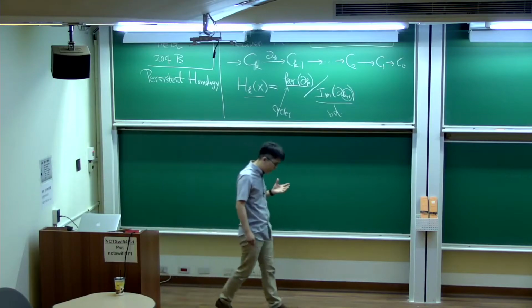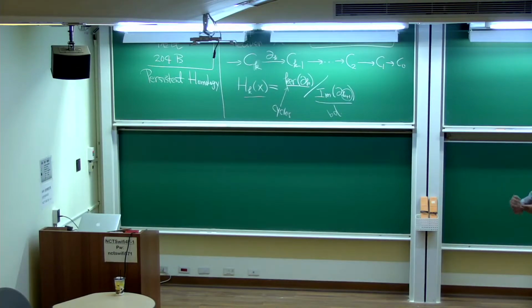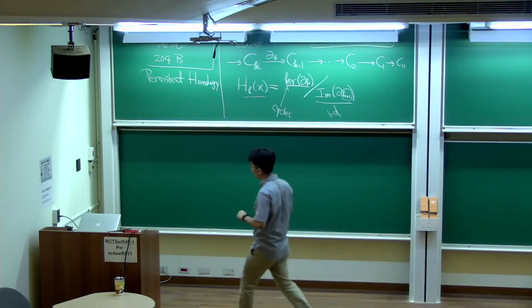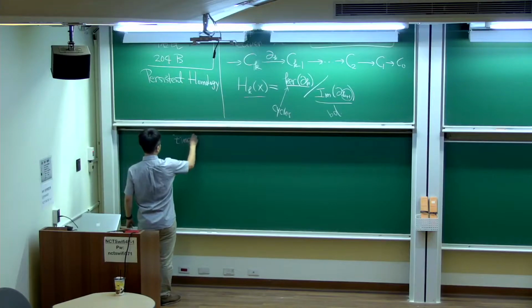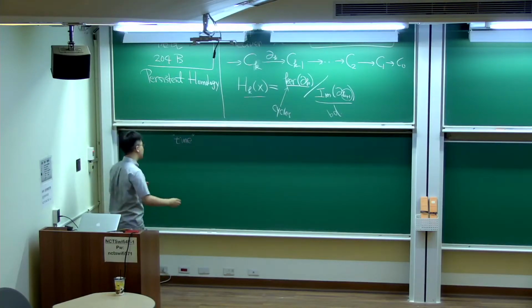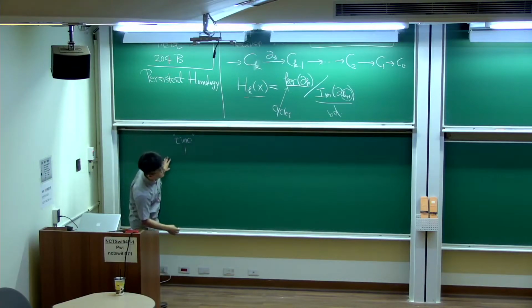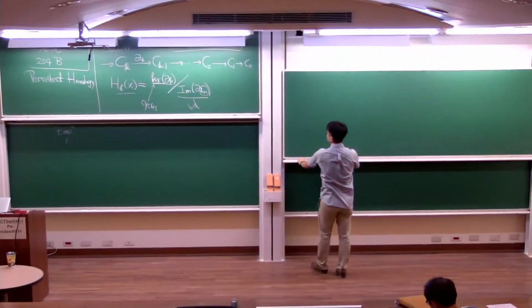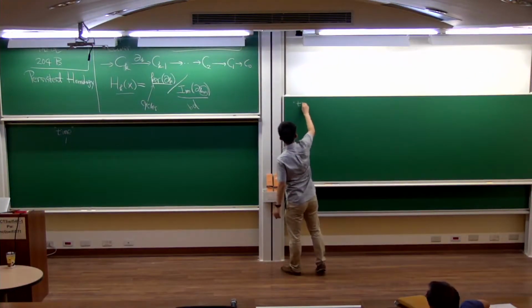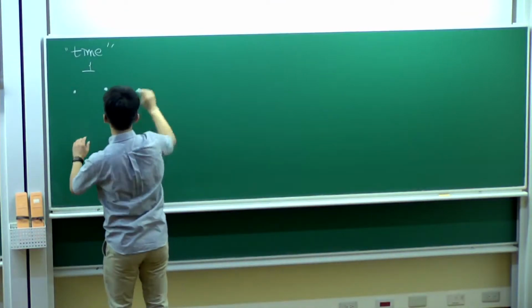Imagine now I have a complex, but it grows over time, right? Let me give you one very simple example. Suppose I have this concept of time, just for illustration purposes. For time one, this is the complex I'm looking at. Time one and time two.